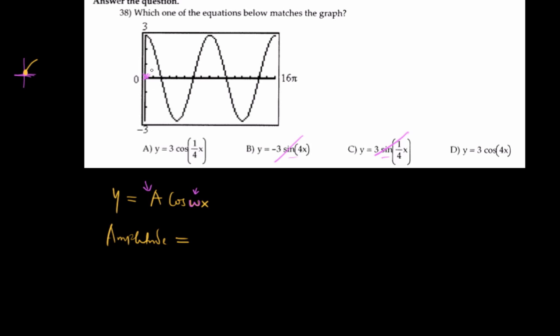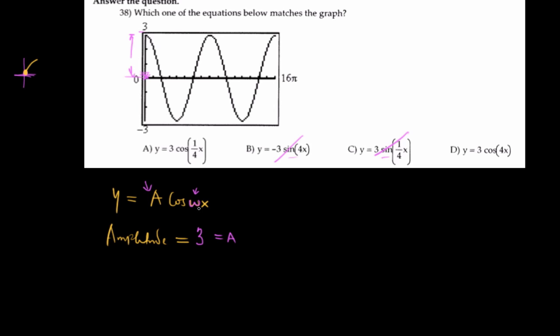The amplitude of the graph is from here to here. This is the amplitude. That is when the graph crosses the origin. How high does it go? When it goes back to rest, how high does it blow up? So you observe that just from here to here is going to be 3. So the amplitude is 3. So now we know what A is.